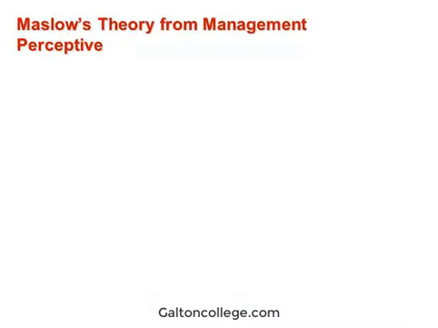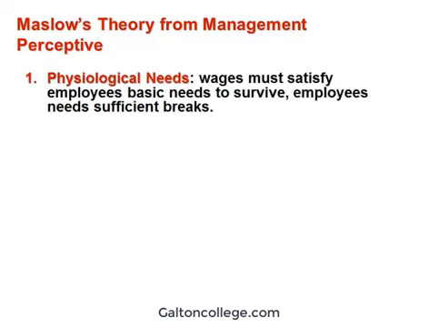Now let's look at Maslow's theory from a management perspective. First of all, the physiological needs. Wages must satisfy employees' basic need to survive. And employees must also have sufficient breaks. In other words, the work cannot be continuous. It should recognize that they're humans and will need a break. They need an opportunity to relax and regain their composure and regain their strength. So the physiological needs of work must be recognized by management.